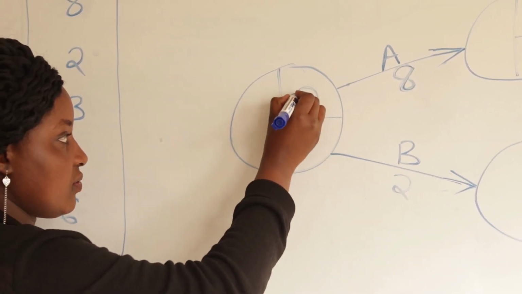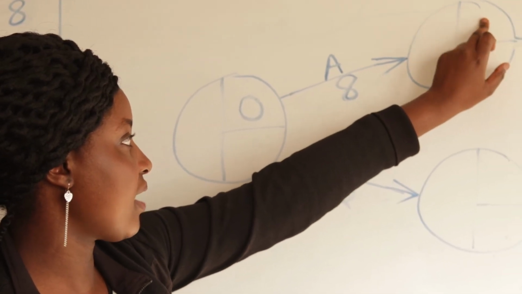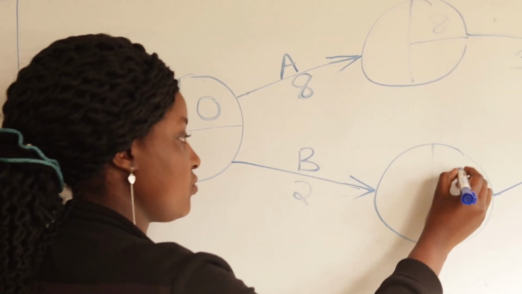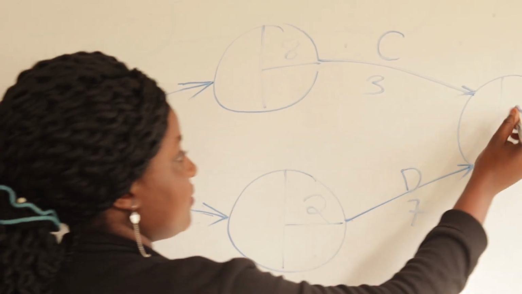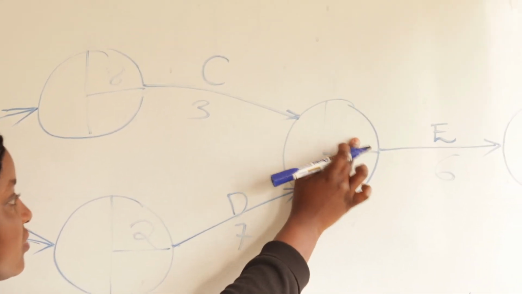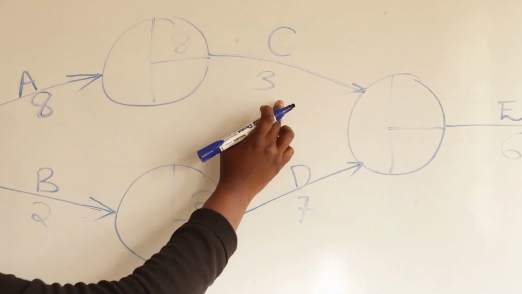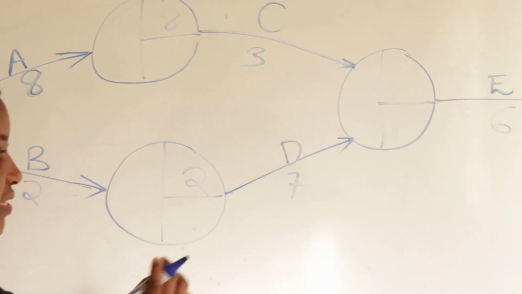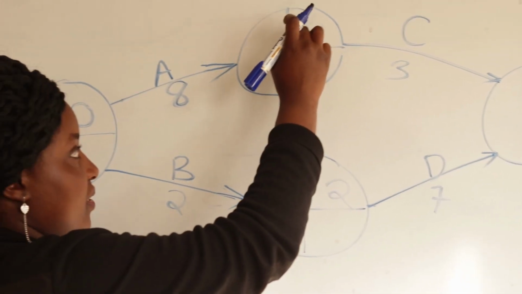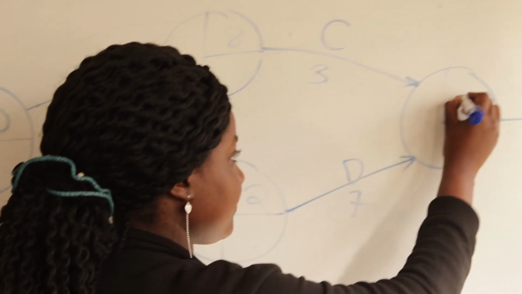Our early starting time must always be 0. In determining the next early starting time, it will be 0 plus 8, which is 8. For this one it will be 0 plus 2, which is 2. Then this one will be 8 plus 3, 11. But we have two activities going into the same node, because we can use either this route or this route to find this number. So 8 plus 3 gives us 11, and 2 plus 7 gives us 9. For the early starting times, you pick the highest number, so we pick 11.